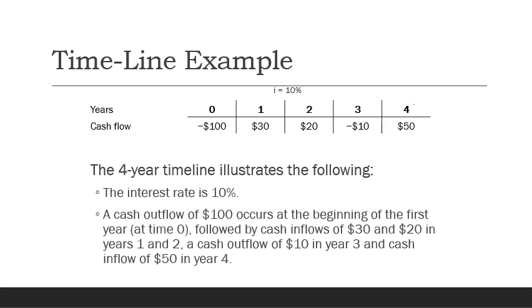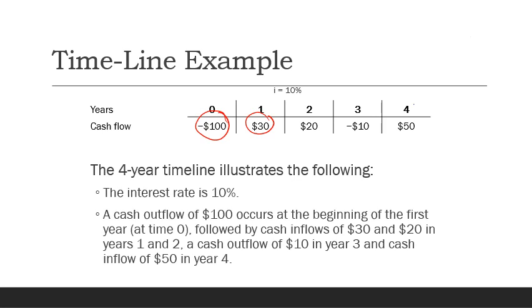The 4-year timeline illustrates the following. Normally in the case of time value of money, there will be at least three pieces of information for you to be able to construct the timeline. One is the amount. It is either a cash inflow, which is a positive amount, or a cash outflow, which is a negative amount.